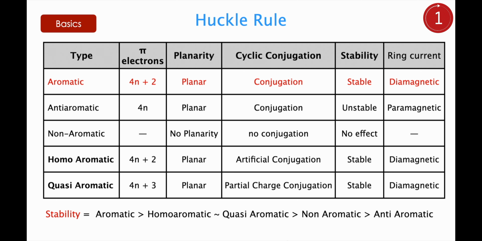Here the additional fact you should know is stability. Aromatic compounds are more stable, anti-aromatic compounds are least stable. So the order is aromatic, homoaromatic, quasi-aromatic, non-aromatic, anti-aromatic.